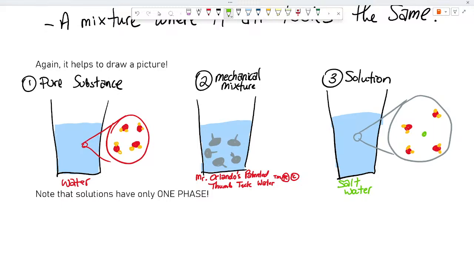And now if we look in here, we might find that actually there's little salt particles floating through it, but you can't see that from a distance.